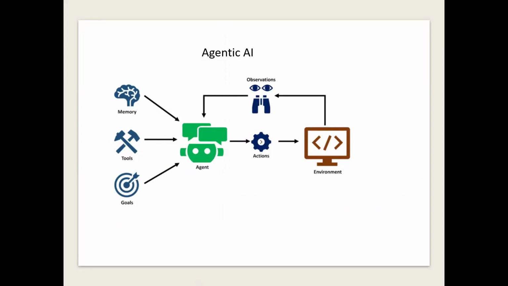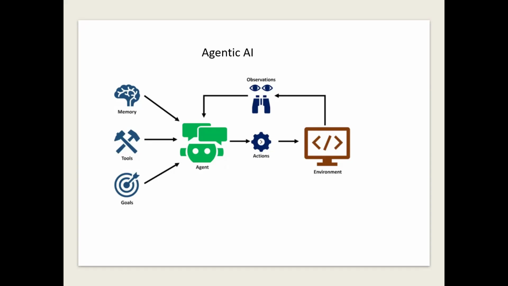So when it comes to memory, it stores past experiences, learned knowledge, and historical interactions. Example: a self-driving car remembering the layout of frequently traveled roads. Coming to the tools, these are the external APIs, libraries, or systems that the agent can use to achieve tasks. Example: a coding AI using an online compiler or the GitHub API.